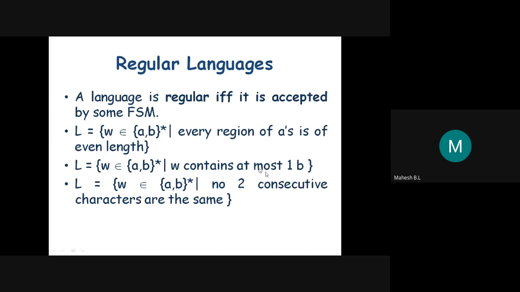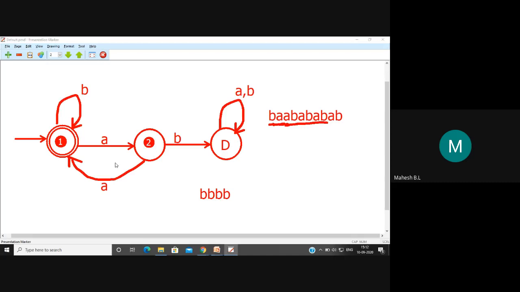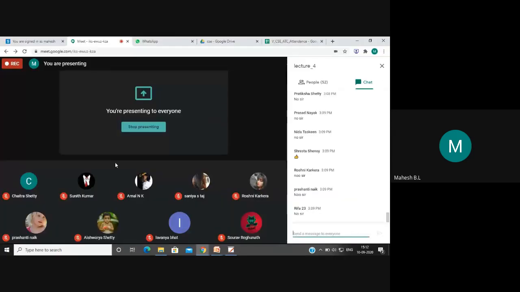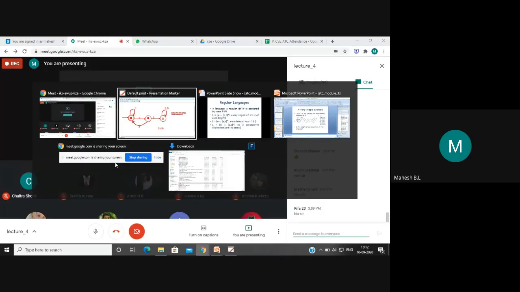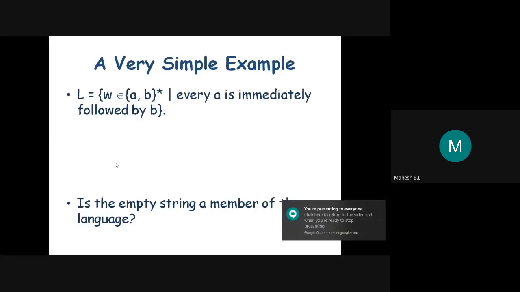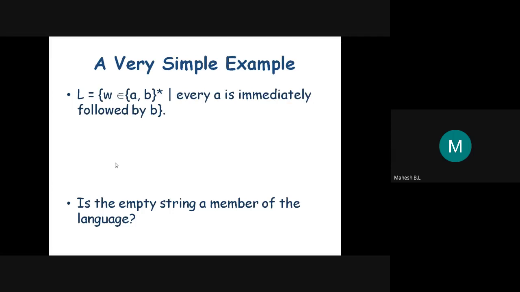You can try these examples later on your own. Now consider this example. Try to design a DFSM for this: every A is immediately followed by B. Every A is immediately followed by B. So try to design a DFSM for this language.